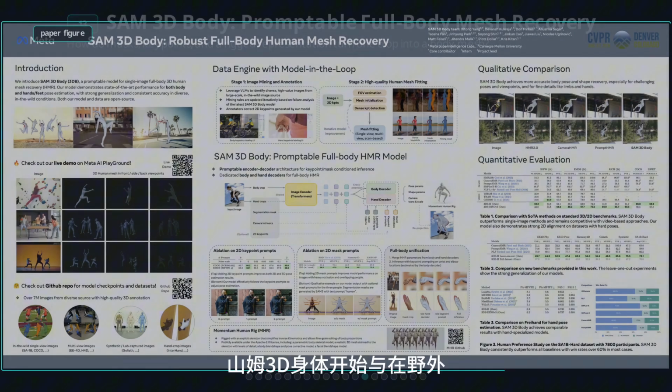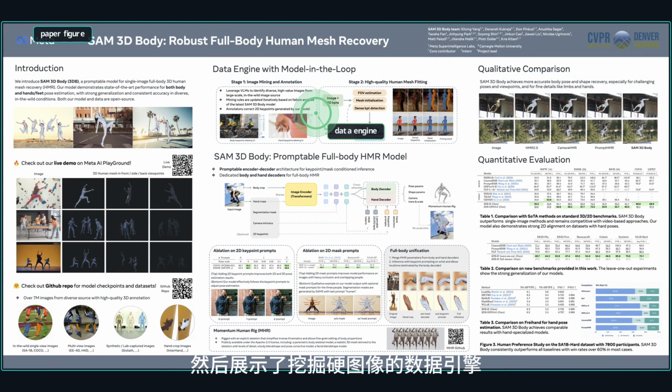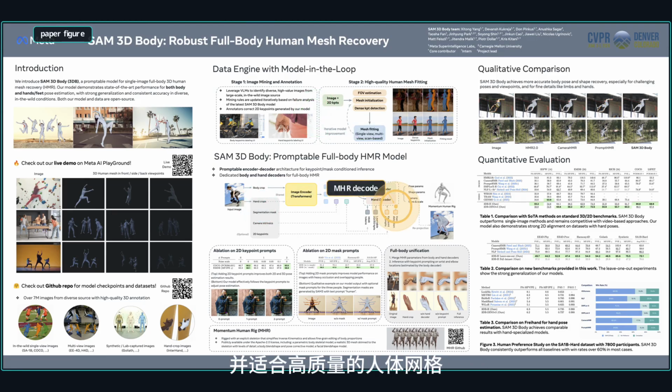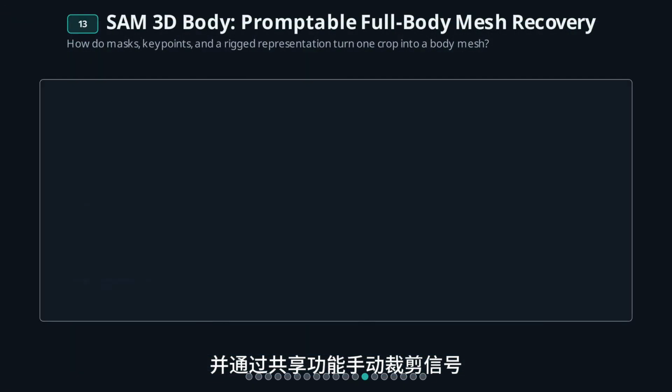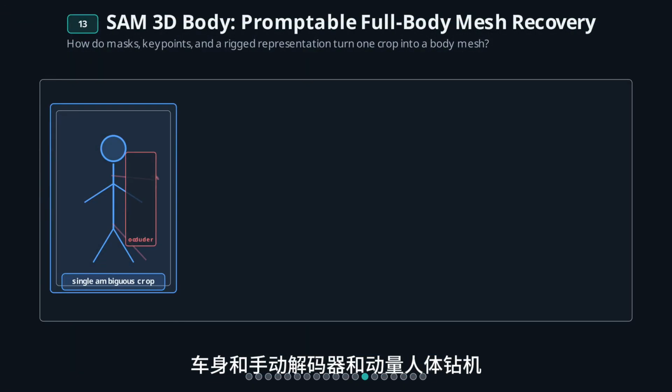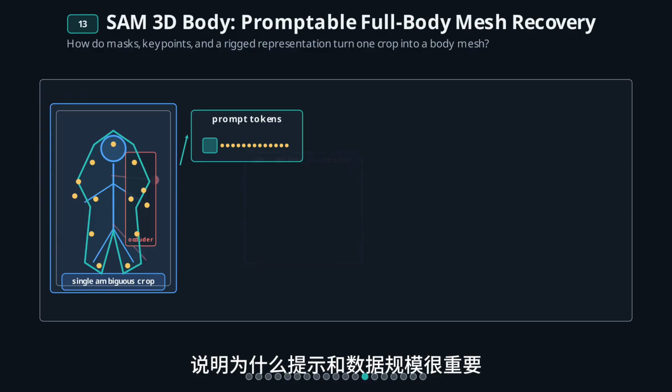SAM 3D body starts with in-the-wild body images and promptable inputs, then shows the data engine that mines hard images and fits high-quality human meshes. The model panel routes image, mask, key point, camera, and hand crop signals through shared features, body and hand decoders, and momentum human rig, while comparisons show why prompting and data scale matter.